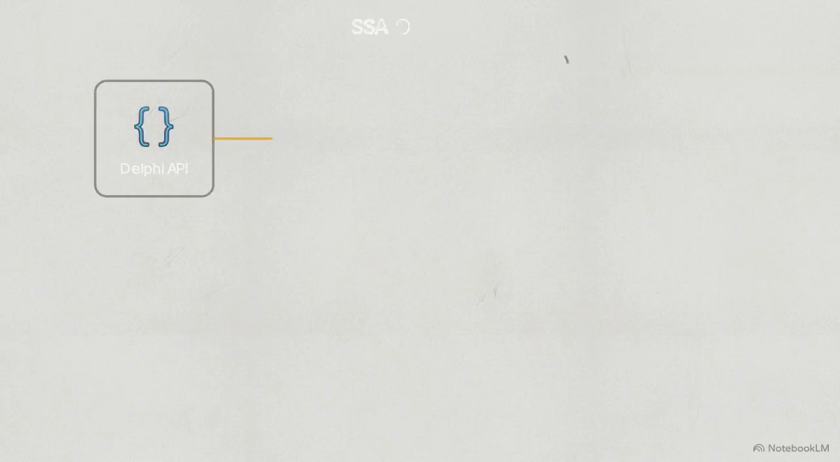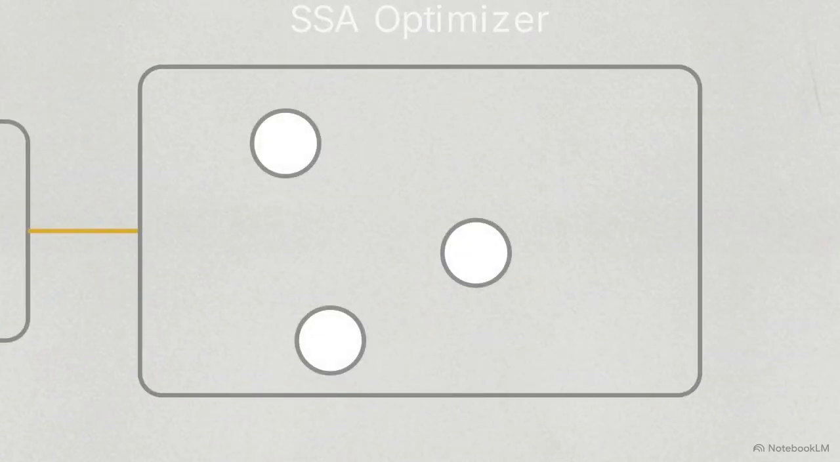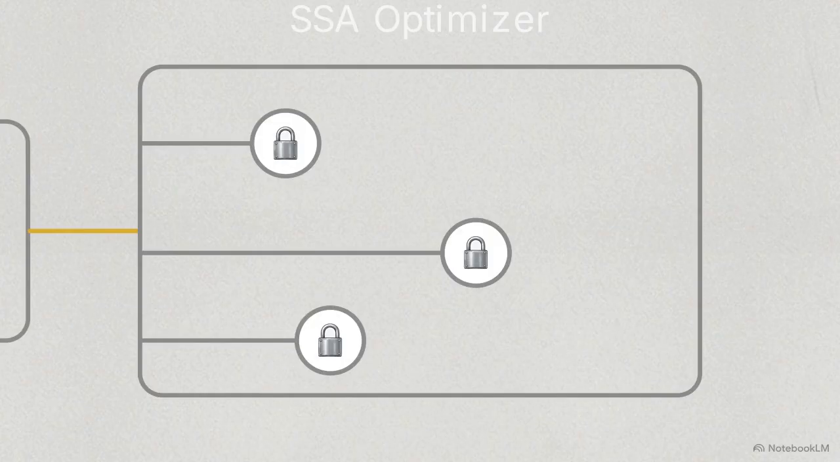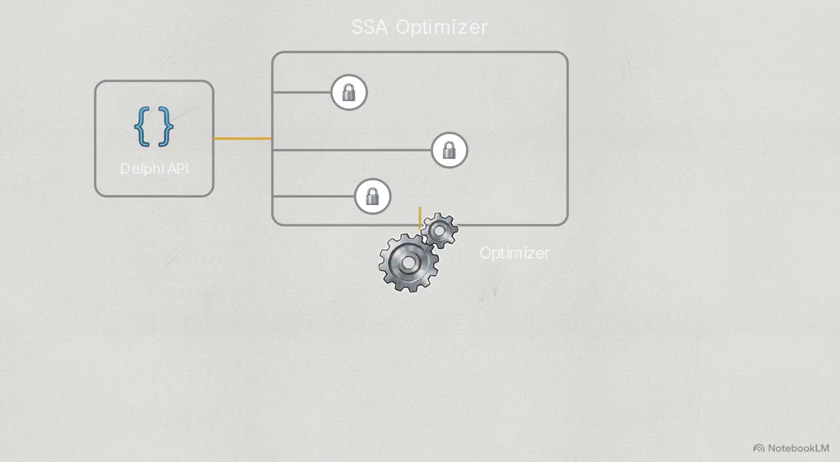The Delphi API generates what is called a static single assignment, or SSA, intermediate representation. SSA is a form of intermediate code where every variable is assigned exactly once, making it mathematically predictable for the next stage, the optimizer. From there, the optimized code passes to the machine code generator.